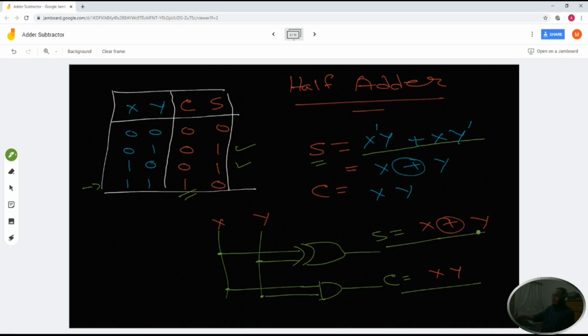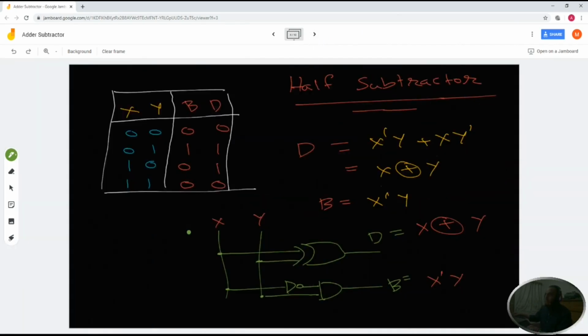So this is the basic of half adder. Now let's see half subtractor. For half subtractor also we need 2 bits. So here we have two inputs x and y, and in half subtractor we will find x minus y for each pattern, and we'll write the outputs in borrow and difference.